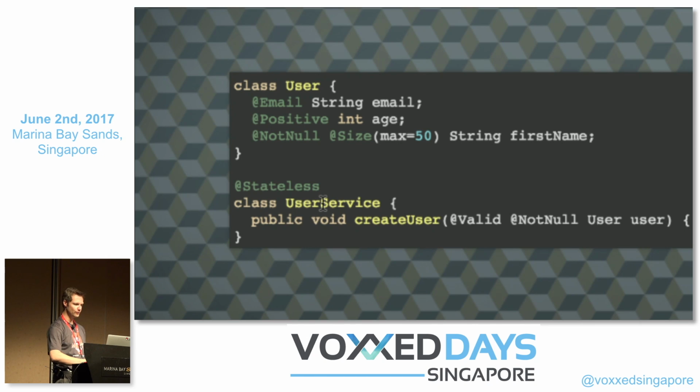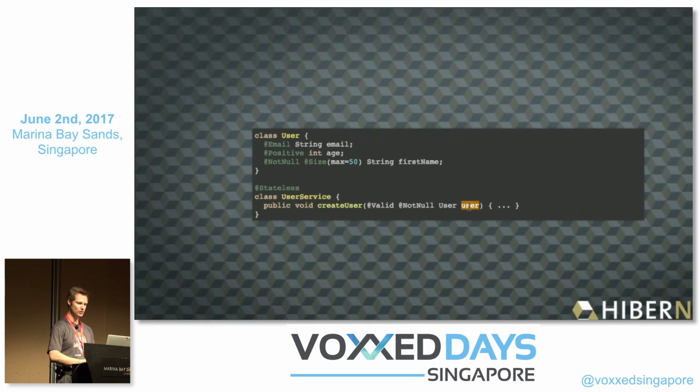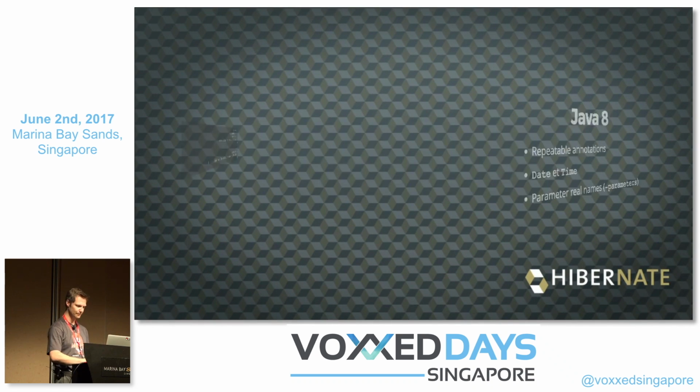Another thing you can do for CDI or Spring is to actually validate the parameters of your methods. So here I want the user to, first of all, be there, not be null, and also be valid, which means please validate those properties of that user object when I'm calling that method. Okay, so that's Bean Validation, or that's Hibernate Validator.